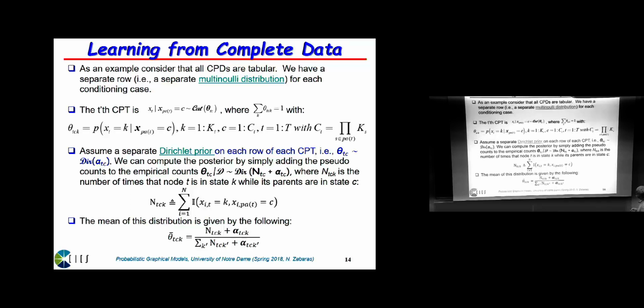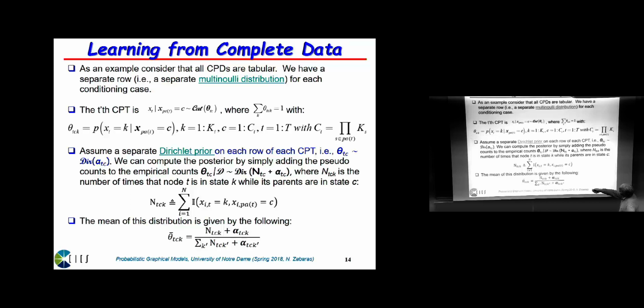Theta tck is the probability. T means, again, node t, okay? We're working at node t. So each node has its own conditional probability. So theta tck is the probability that xt takes the value k when the parents take the value c. The sequence of the indices here is arbitrary, right? You could have reversed it. So this is the notation used here.